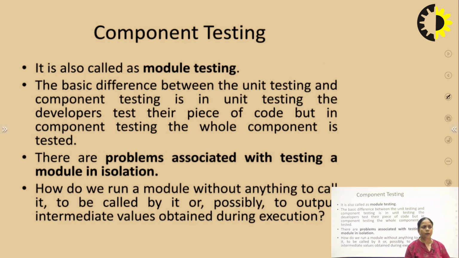Now the next is component testing. It is also known as module testing. The basic difference between unit testing and component testing is that in unit testing the developers test their piece of code, but in component testing the whole component is tested. There are problems associated with testing modules in isolation. Module testing means we have a module, and when we test a module, this is known as module testing. In unit testing, we test only a piece of code. So when we test a whole module, it is known as module testing.